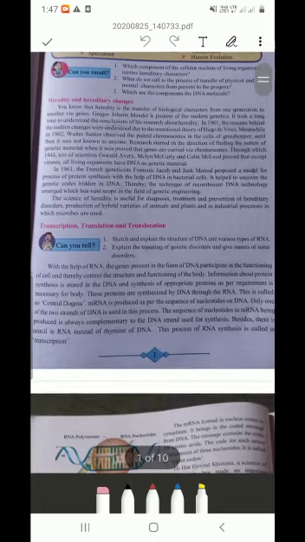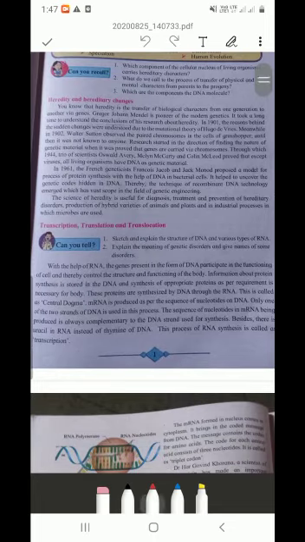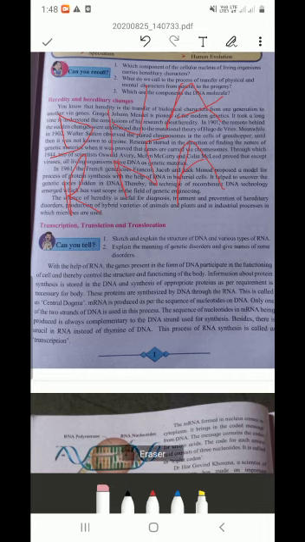Further, transcription, translation, and translocation. Before moving to these points, we should know some basic points. Those basic points are the full form of DNA and the full form of RNA. See, the full form of DNA is deoxyribonucleic acid. The full form of RNA is ribonucleic acid.